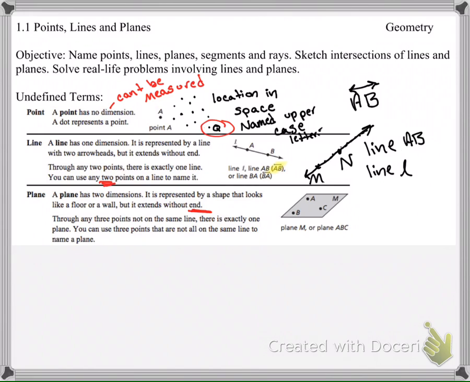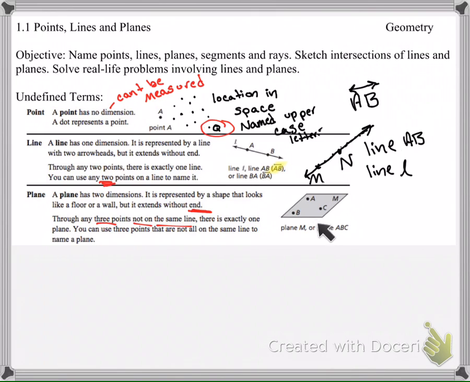If we look at the room we're sitting in and we look at the wall, we imagine if that wall went forever and forever in all directions, that would be a plane. So just like for a line we need 2 points, for a plane we need 3 points. Any 3 points not on the same line, there's exactly 1 plane. So we can use 3 points that are not all on the same line. Your 3 points cannot be all lined up.